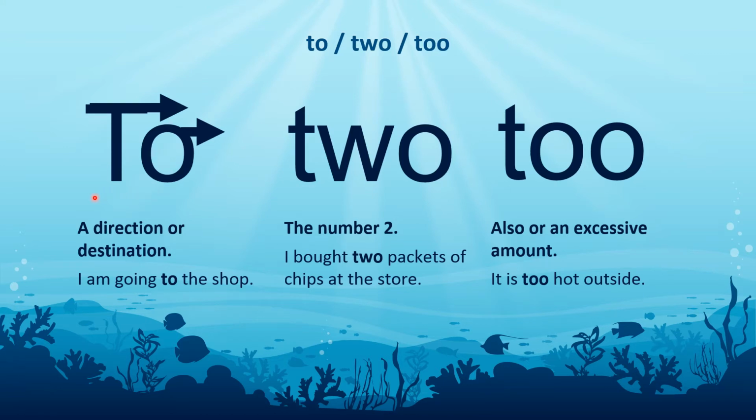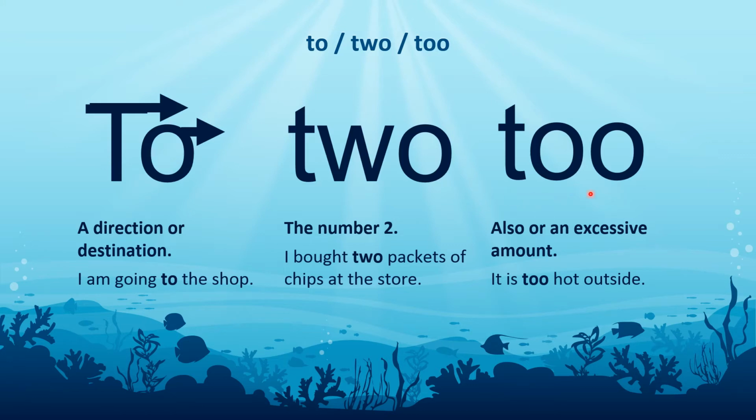So the first one that we have is T-O, and this refers to a direction or a destination. So I am going to the shop. I would like to see you. Okay? There are many sentences where we use T-O. It is a direction or a destination. The next one that we have is the number 2. I bought 2 packets of chips at the store. This one's easy. This one is the one that we often don't confuse with the other 2.